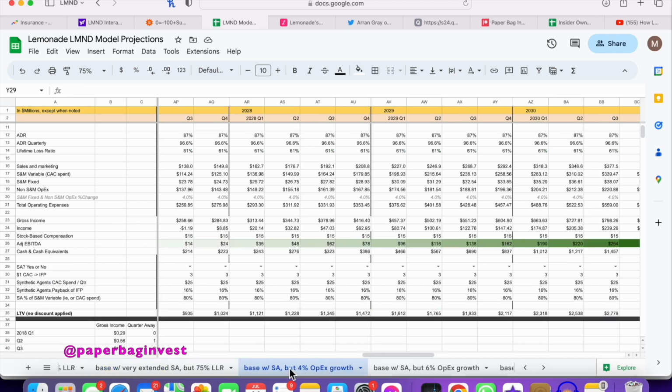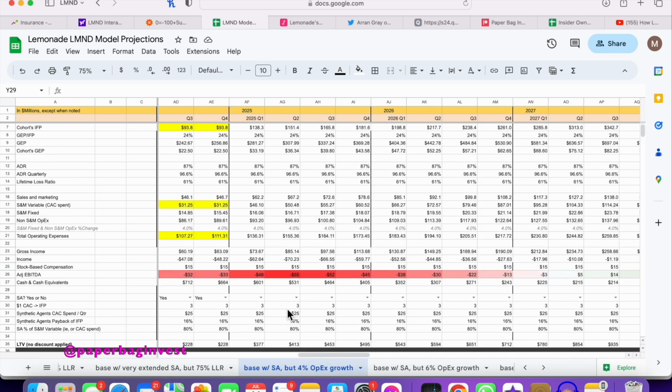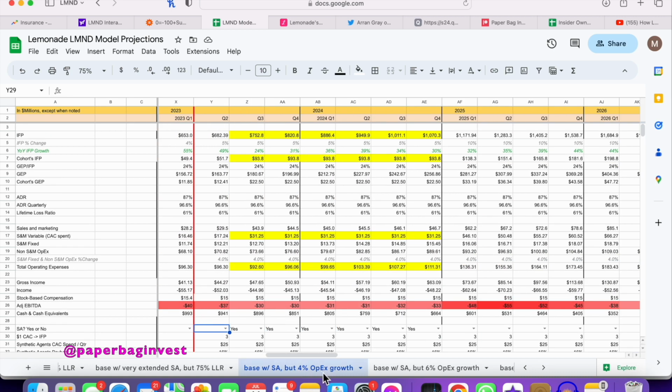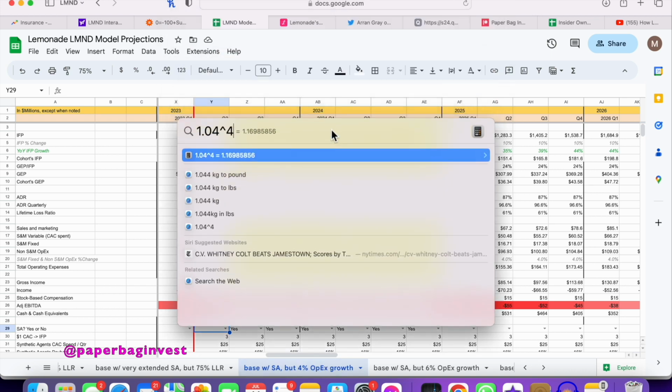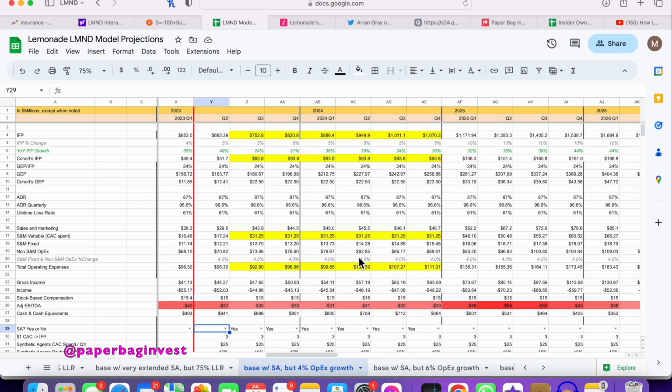Now we're going to look at the base case with synthetic agents, but a higher operating expense growth. So I have the customer acquisition spend, operating expenses, so it's sort of a fixed sales and marketing and other OPEXs. OPEXs, is that a word? All of those growing at 4% quarter over quarter, which is about 17% annually. Again, I think this is a little bit high. I would guess we're going to grow more like, I hope it's closer to 2%, but I want to show this scenario just in case.